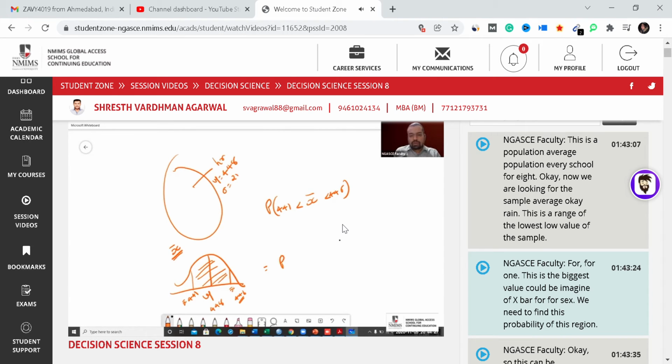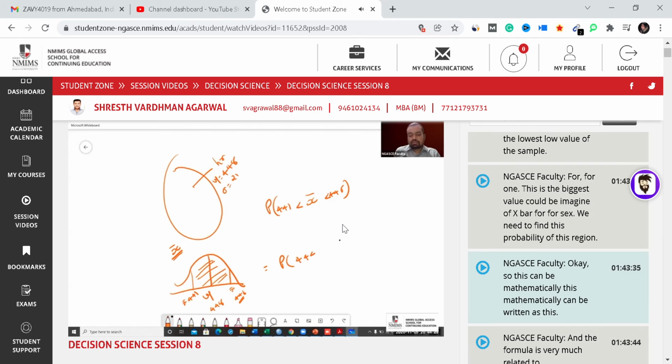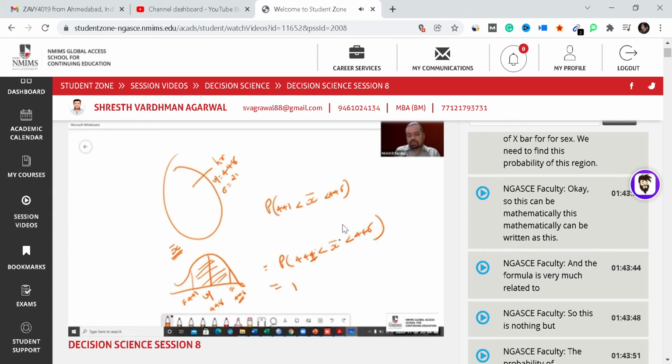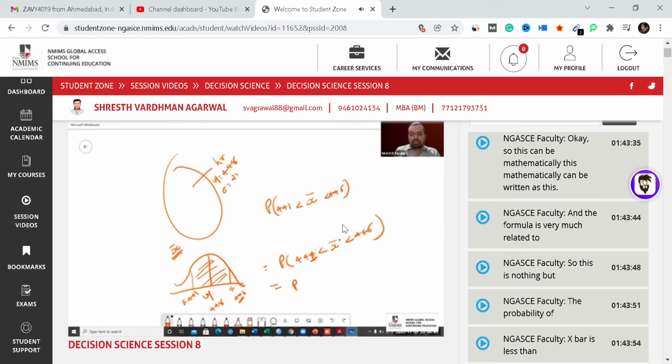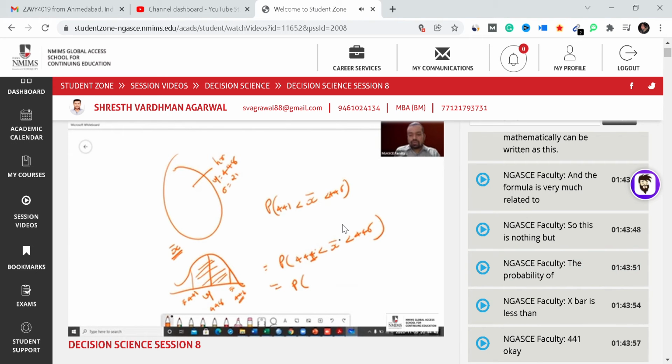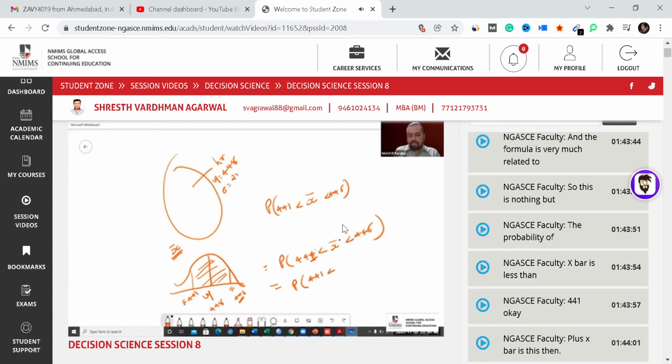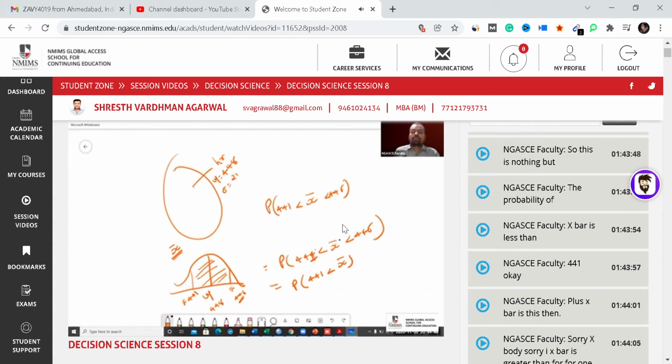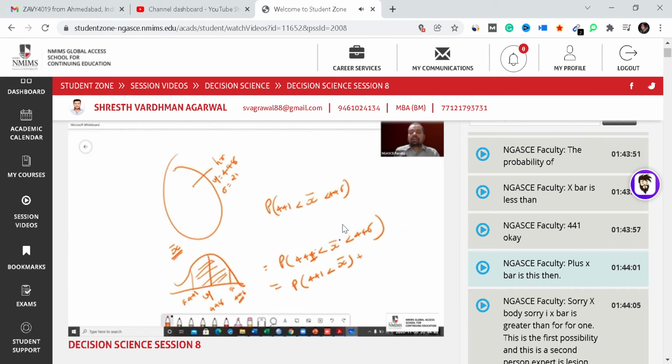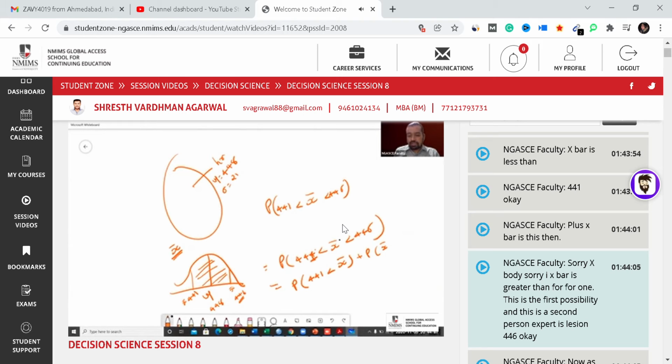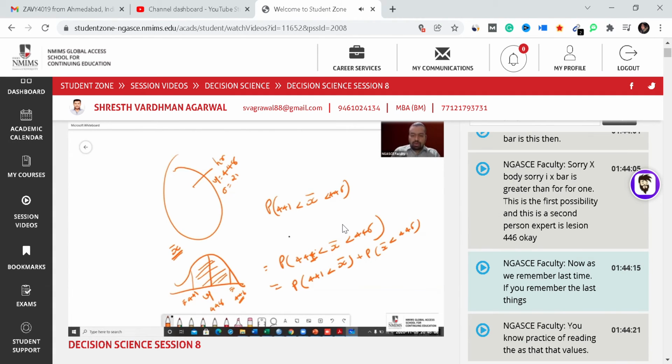So this can be mathematically written as the probability that X bar is greater than 441 and X bar is less than 446. This is the first possibility, and this is the second possibility.